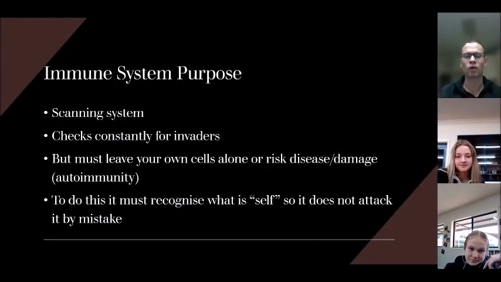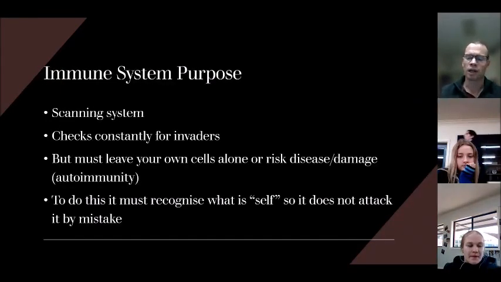All right, so what's the purpose of our immune system? It's a scanning system. Your immune system is always on alert, always checking for invasion. But it needs to leave your own cells alone. If it starts targeting your own cells, as I've already said, that's autoimmunity. Auto meaning self, so autoimmunity means that you're attacking yourself.